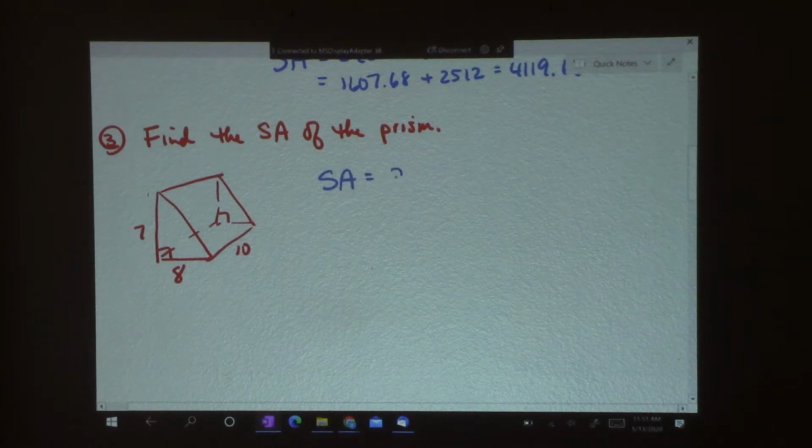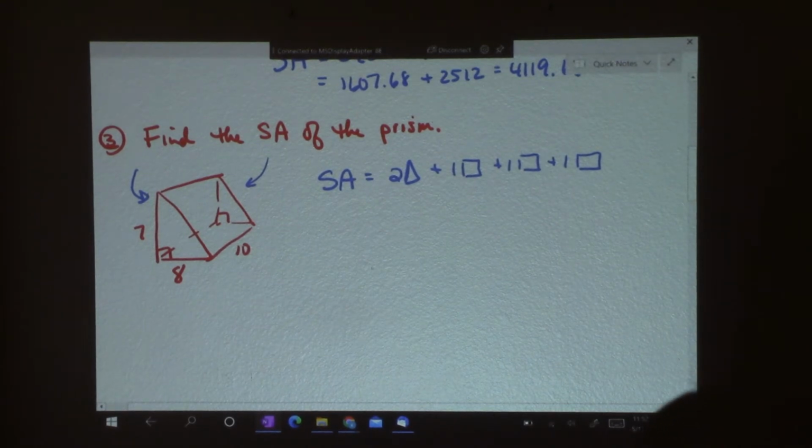I'm going to have 2 triangles. Now be careful because I've got different rectangles. They have different sides, lengths. So I've got the one on the bottom, and then I got the slanted one on top, right? And then I have the one behind. And those all have 10, but they also have all the different lengths of the triangle. So I have to figure them out.